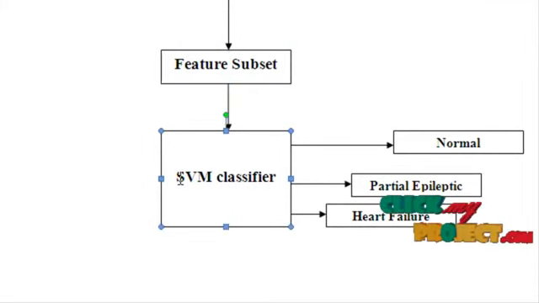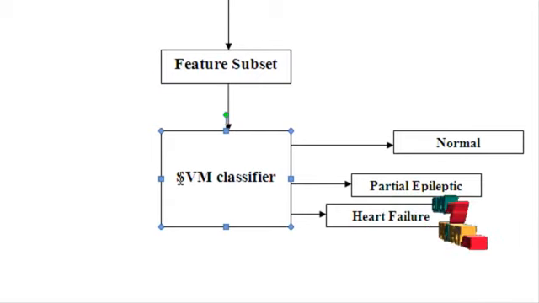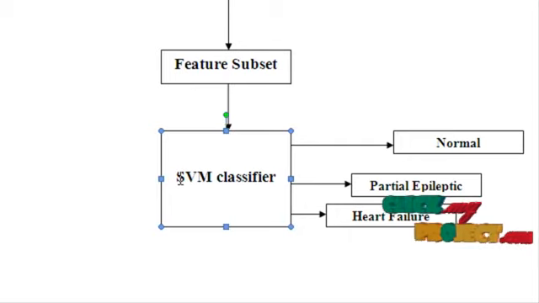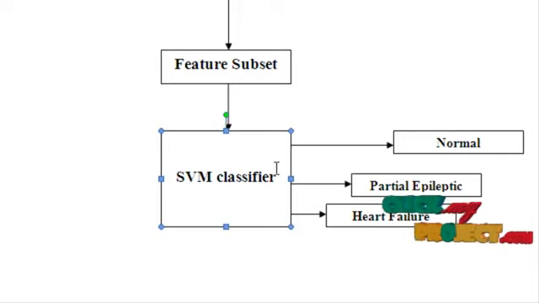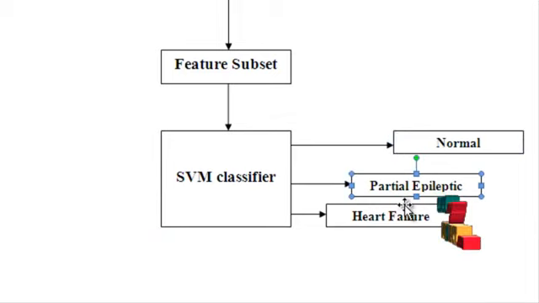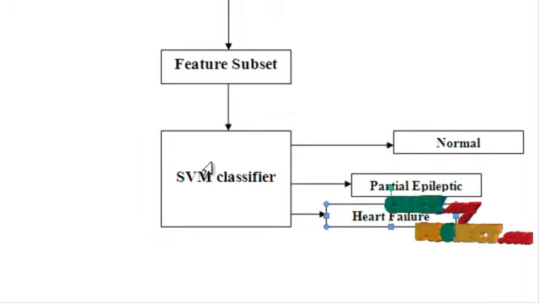Come to the next block. This is SVM classifier. SVM is a binary classifier and it will be introduced here for classifying the input ECG signal as normal or abnormal. Under the abnormal category, again it is classified as whether it is an epileptic person or a heart failure person. So these three kinds of classification results will be predicted at the end of this SVM classifier stage.